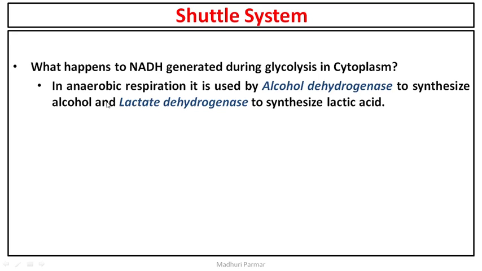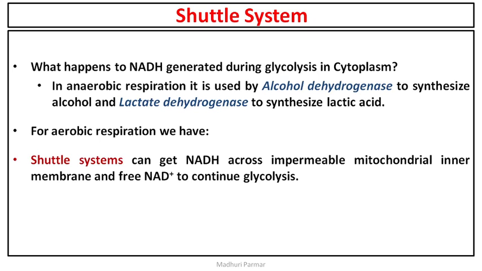So in case of anaerobic respiration, this is what happens to the NADH. In case of aerobic respiration, we have these shuttle systems. Shuttle systems can get NADH across the impermeable mitochondrial inner membrane. Now I want you to recall the structure and the functions of the mitochondrial membranes.